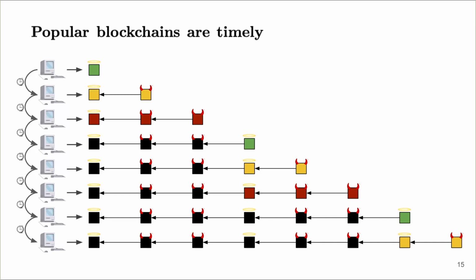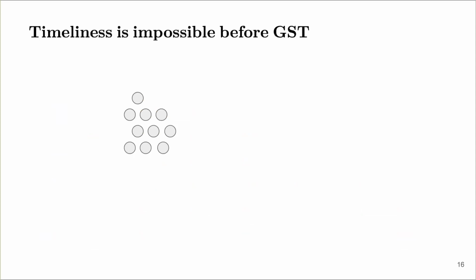Now, to prove this, we have assumed a synchronous network. However, what happens if we are in the partially synchronous setting? In this work, we have an impossibility result that timeliness is impossible before GST in the partially synchronous setting. Consider that we have a protocol that is always safe, but only live after GST.